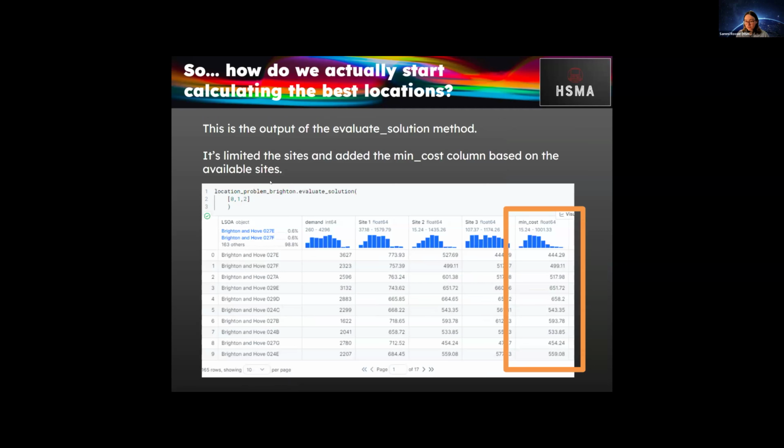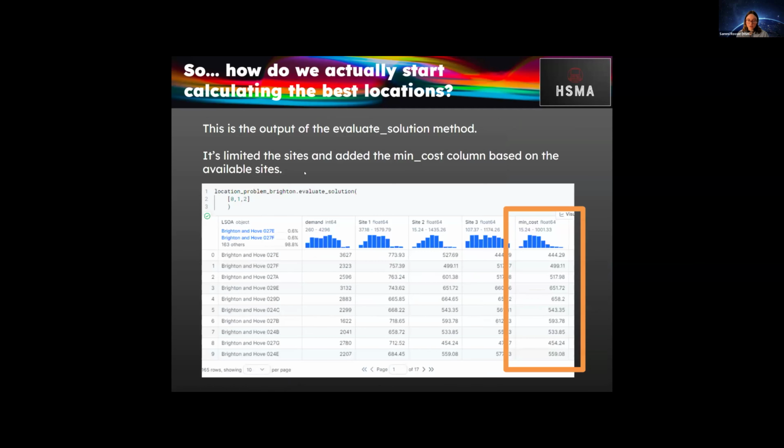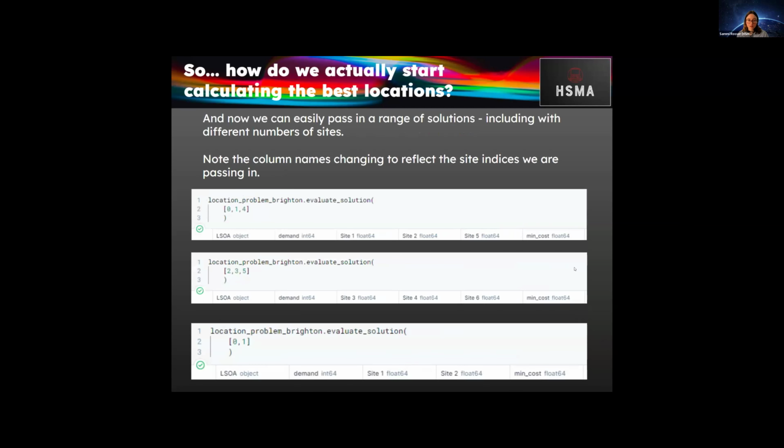So if I just run the evaluate solution method, and I pass in a list of possible sites. I've said I want site index 0, 1, and 2. That's looked at just sites numbered 1, 2, and 3, but effectively they're 0, 1, 2. Remember, Python's counting from 0. It's looked at this travel matrix and gone, right, this is column 0, site 1, this is column 1, site 2, and this is column 2, index 2, site 3. So it's limited the sites, it's worked out the minimum cost by reading across from these.